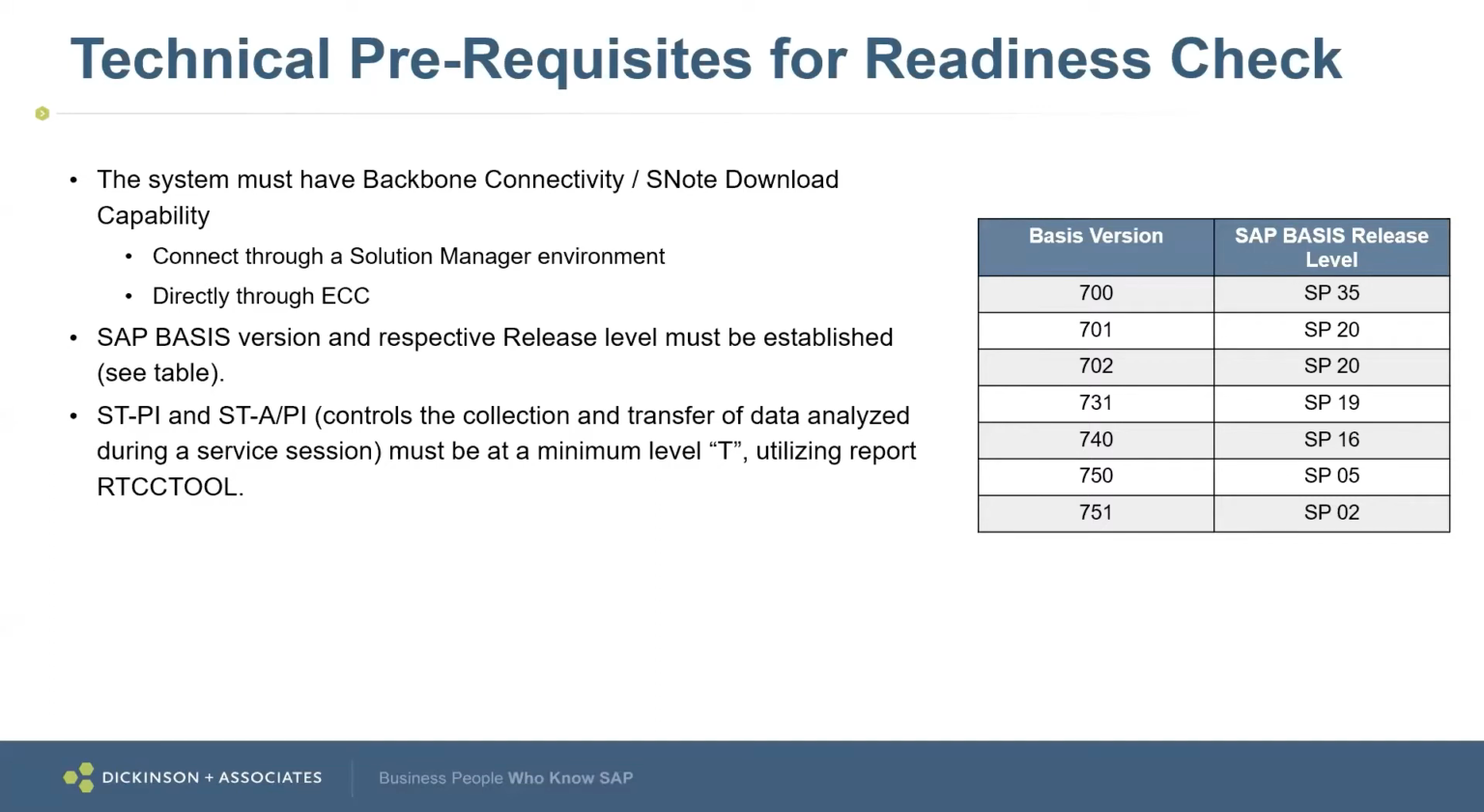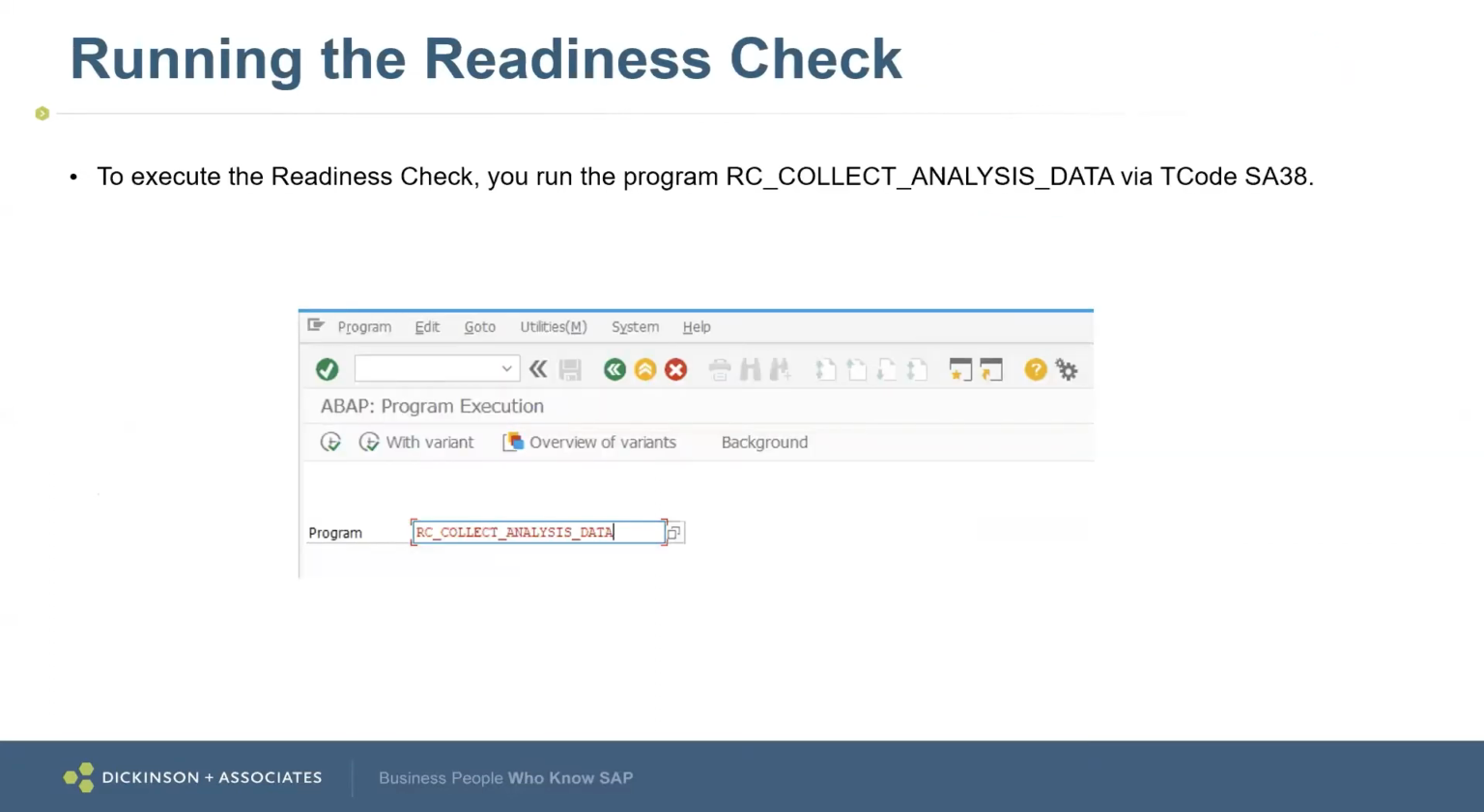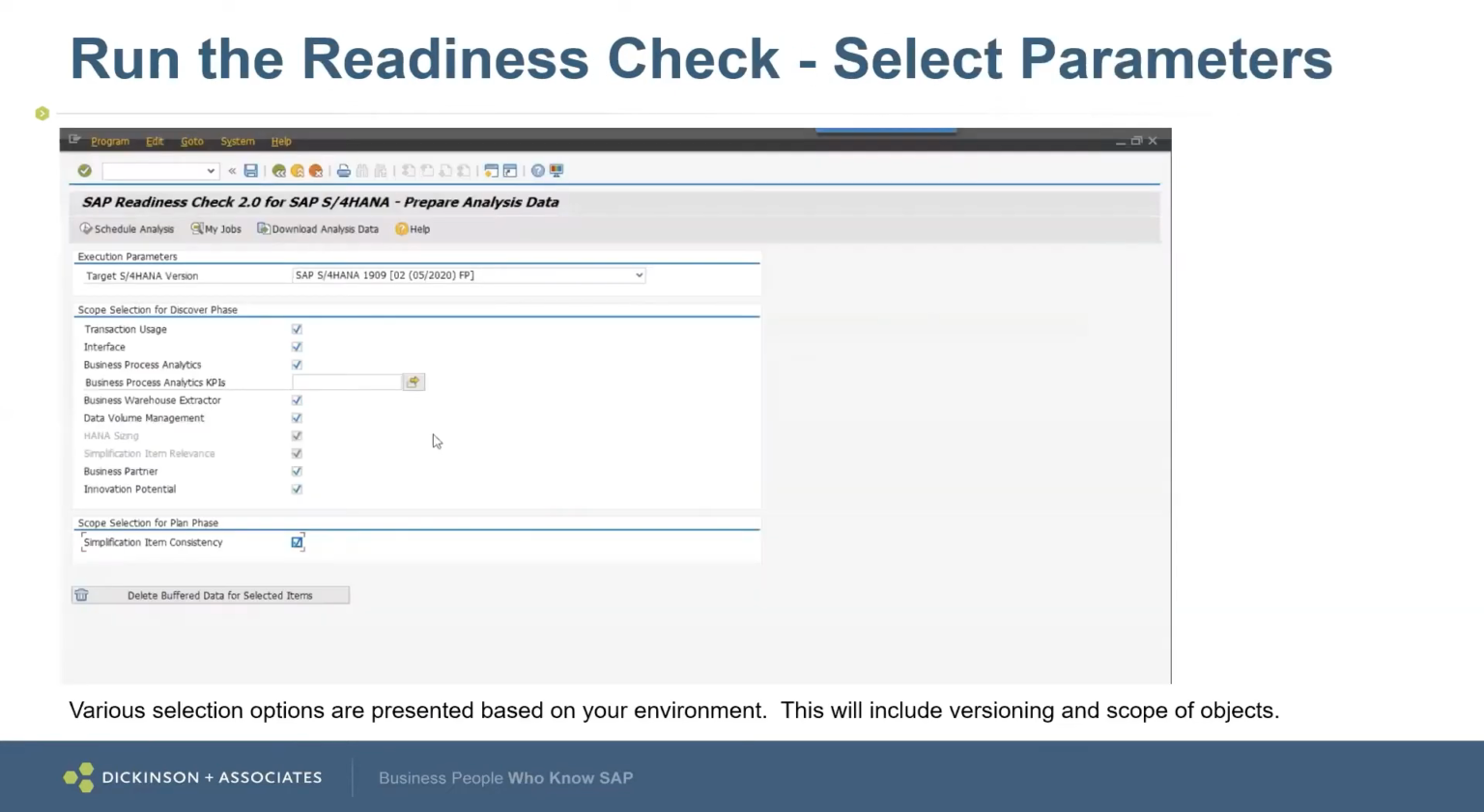They're really the tools that are collecting a lot of the technical information, and those must also be at a minimum level. So to execute the readiness check, once we have it on your system, it's really just a matter of going to SA38 and executing a program that will then exist on your system, RC collect analysis data. And as you run that tool, you'll be provided options for the analysis that you want to conduct. So you see a series of checkbox here.